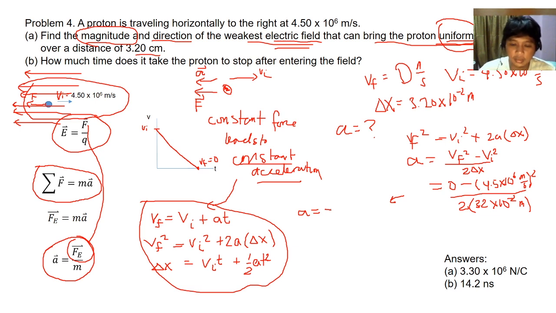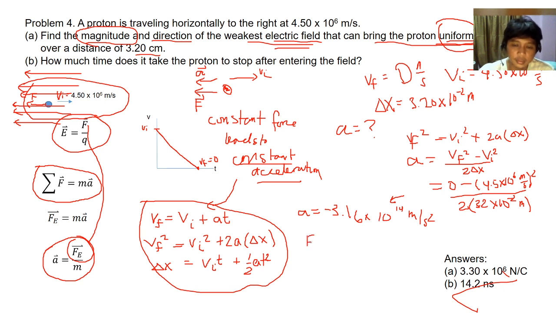So I actually need my calculator. Good thing I have one in my cell phone. So let's just do 4.5 times 4.5 divided by 6.4. So I'm getting 3.16 times 10 to the 14 meters per second squared. Now I need to get the electric field, but first I need to get the electric force.